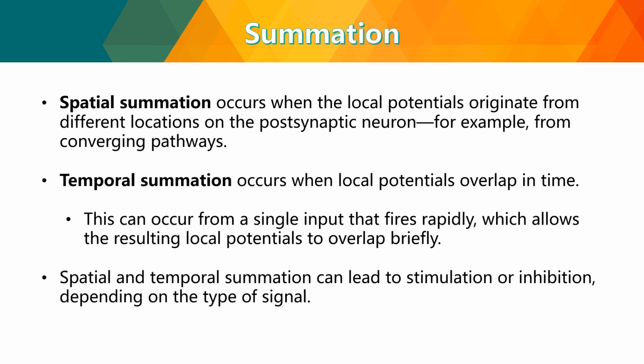And then you also have what you call your spatial summation, which occurs when the local potentials originate from different locations on the postsynaptic neuron, for example, from your converging pathways. You also have your temporal summation, which occurs when the local potentials overlap in time. This can occur from a single input that fires rapidly, which allows the resulting local potentials to overlap briefly. And then spatial and temporal summation can lead to stimulation or inhibition depending on the type of signal being produced.